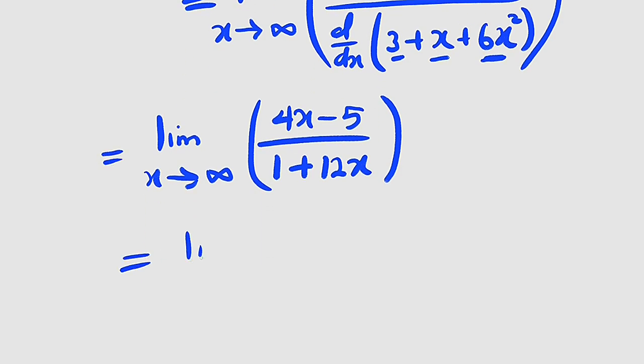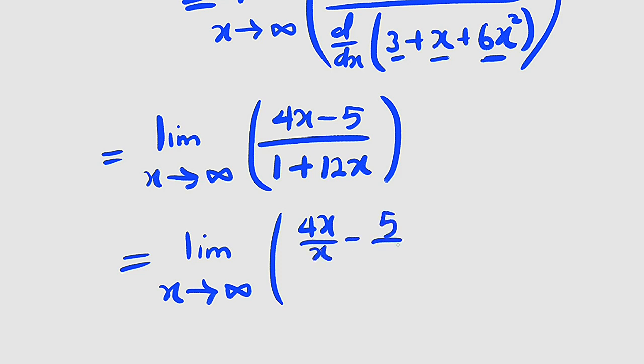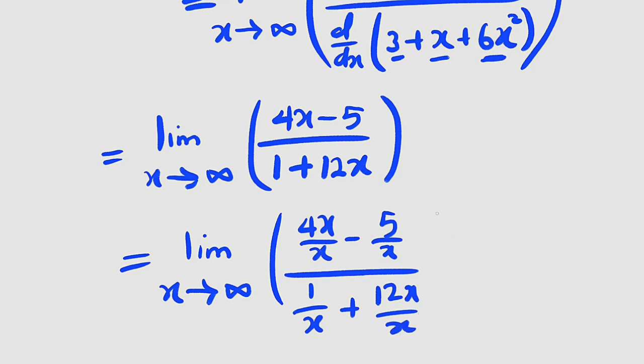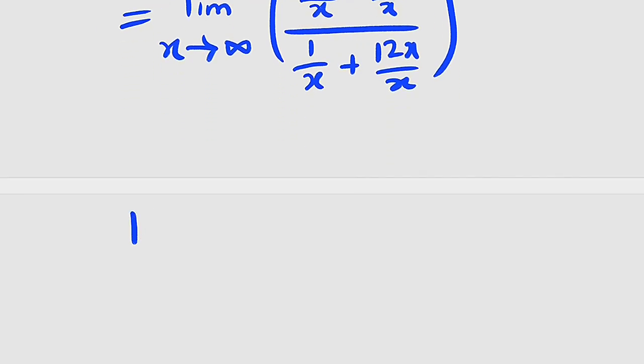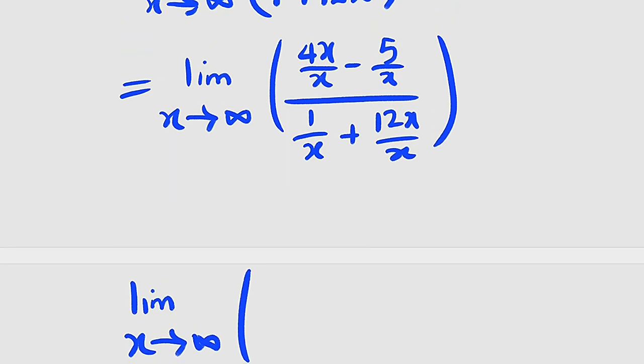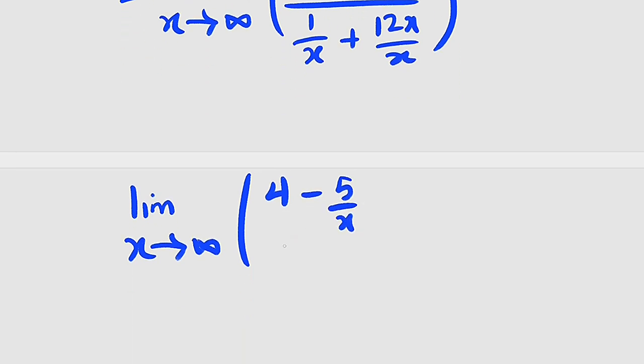So this is the same thing as the limit of x approaches infinity of 4x divided by x minus 5 divided by x. We do the same thing here. 1 divided by x plus 12x divided by x. If you simplify this, you're going to have the limit as x approaches infinity of the top we have 4 minus 5 divided by x, divided by 1 divided by x plus 12.